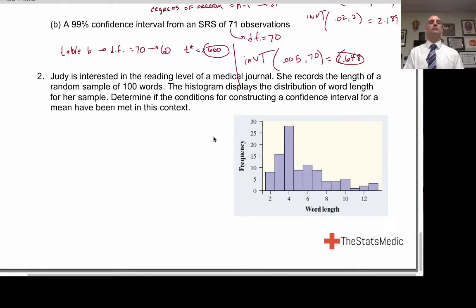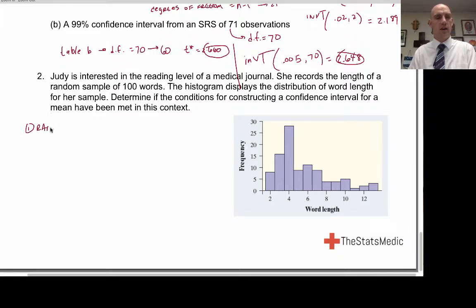Okay, let's do an actual problem. Judy is interested in the reading level of a medical journal. She records the length of a random sample of words. The histogram displays the distribution of word length in her sample. Determine if the conditions for constructing a confidence interval for a mean have been met in this context. So let's go through the process.